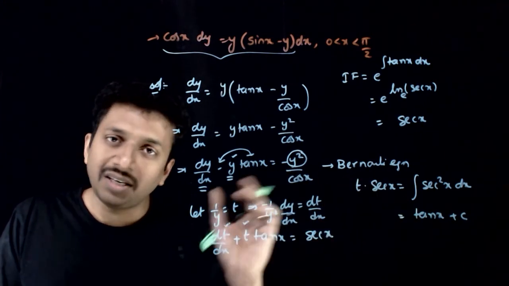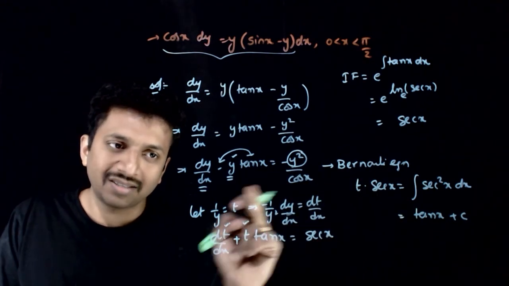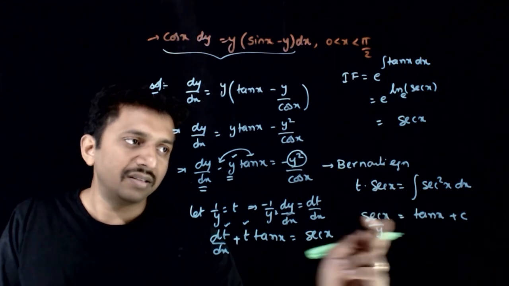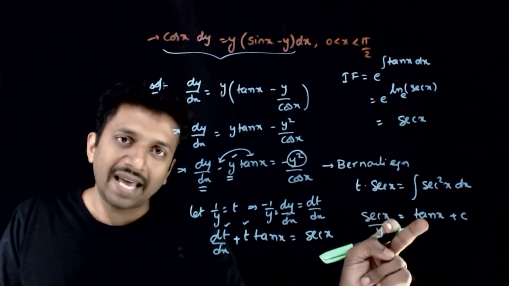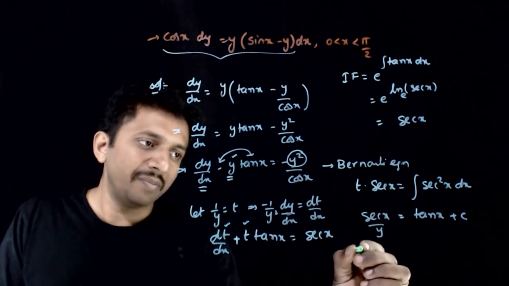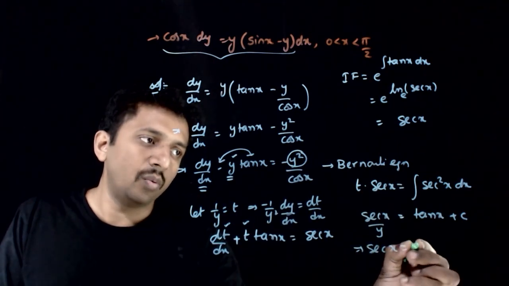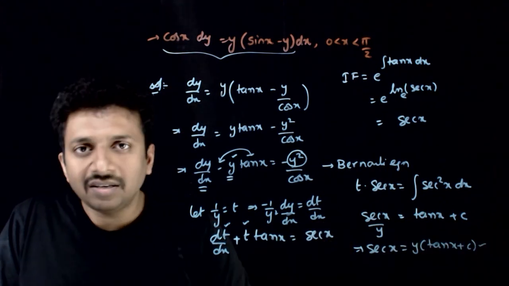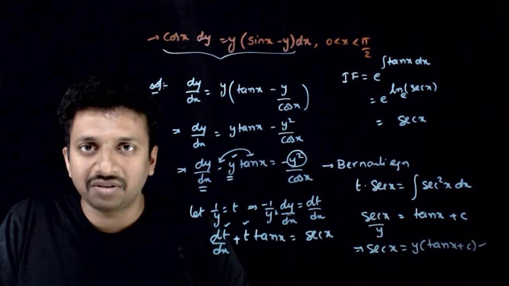Once you have the integration, let us back substitute what t is. t is nothing but 1 by y. So secant x by y is equal to tan x plus c. This implies secant x is equal to y times (tan x plus c), which is the solution to this differential equation. Thank you.